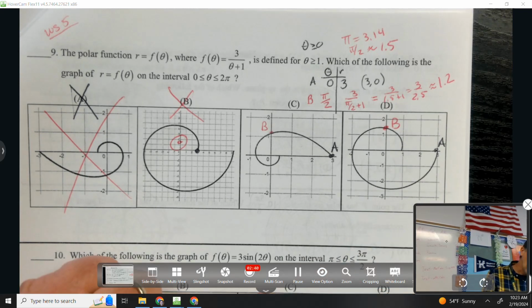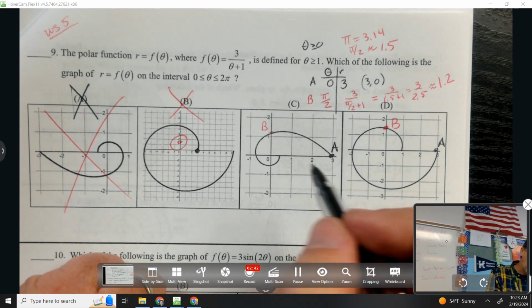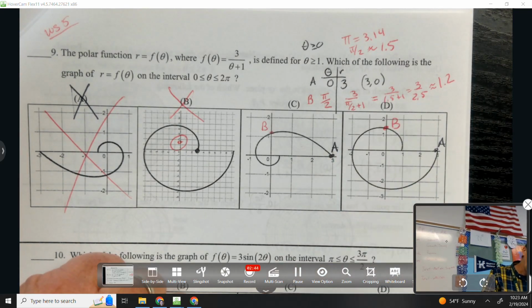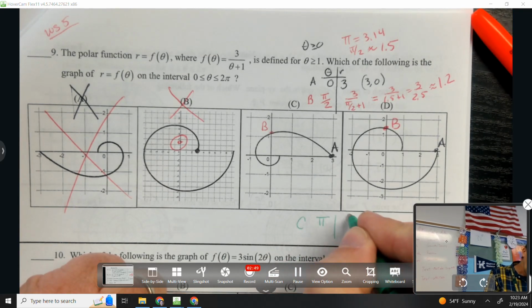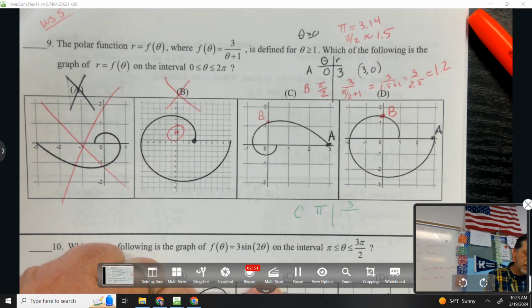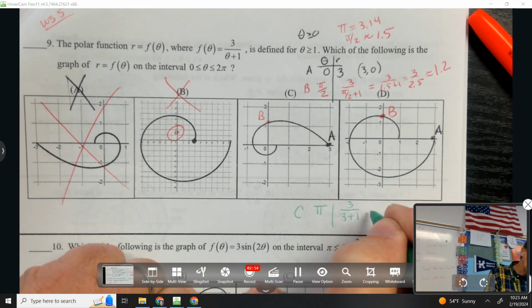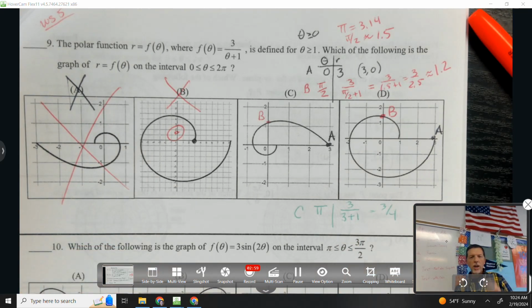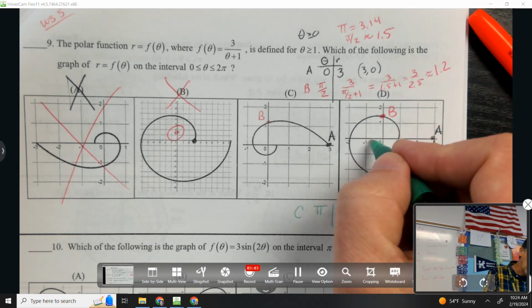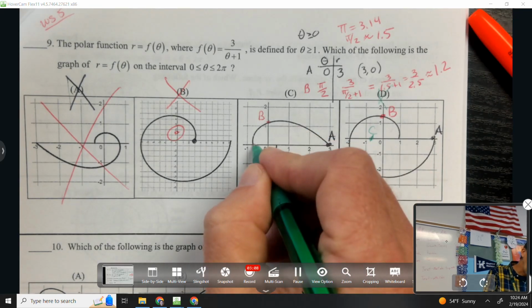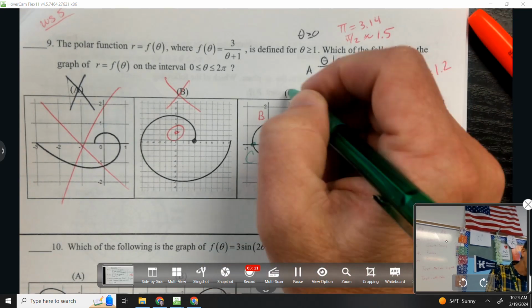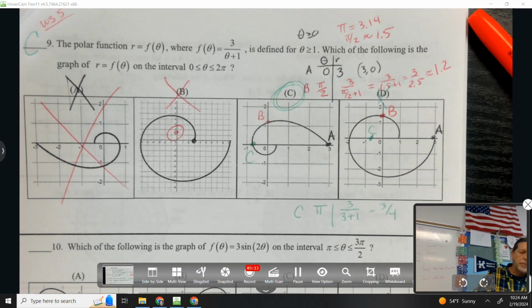But if I wanted to check one more point, maybe I could check pi. So let's do one more point. So 3 over 3 plus 1, 3/4. So that means I should rotate pi and go out 3/4. Rotate pi and go out 3/4 would be right there. D's out. Rotate pi and go out 3/4. So I definitely think C is the answer.